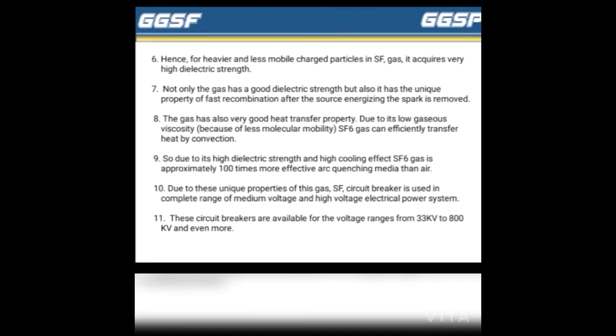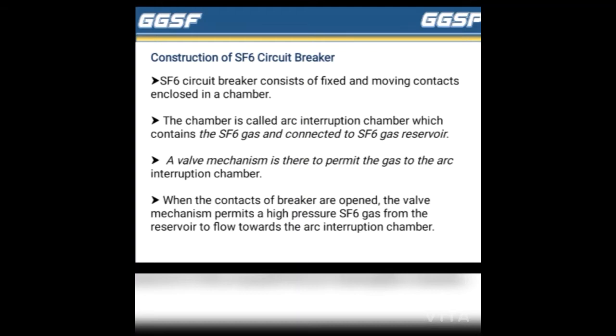So due to its high dielectric strength and high cooling effect, SF6 gas is approximately 100 times more effective as an arc quenching medium than air. Due to this unique property, SF6 circuit breaker is used in the complete range of medium voltage and high voltage electrical power systems. These circuit breakers are available for voltage ranges from 33 kV to 800 kV and even more.